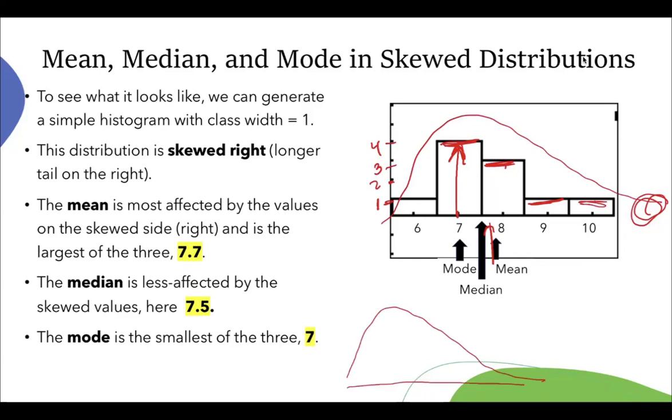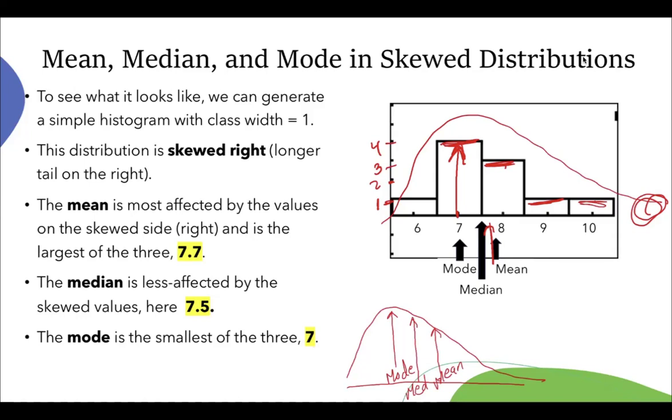You're going to see that the mode is always the point of highest frequency, the median is going to be pulled out in the direction of the skewed tail, and the mean is going to be pulled out even further in the direction of the skewed tail because it is least resistant to the extreme values on the far right.